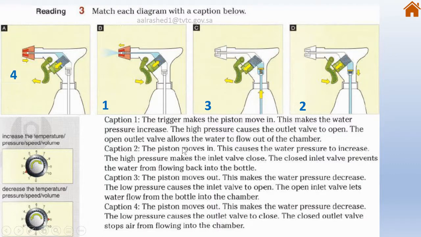And finally, A. Let's describe what is happening here. The piston moves out. This makes the water pressure decrease. Okay, decrease. The low pressure causes the outlet valve to close. The closed outlet valve stops air from flowing into the chamber. So this is the description of 4.